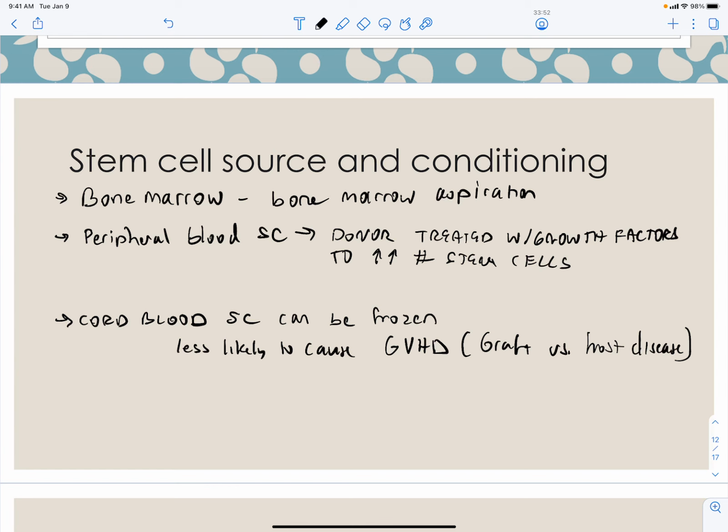Now, conditioning is going to be a process of giving high doses of chemotherapy or radiotherapy, and this is going to destroy recipient stem cells. Basically, you're irradiating the recipient, and it's going to target cells that are actively dividing, and so the white blood cells are very susceptible to this.